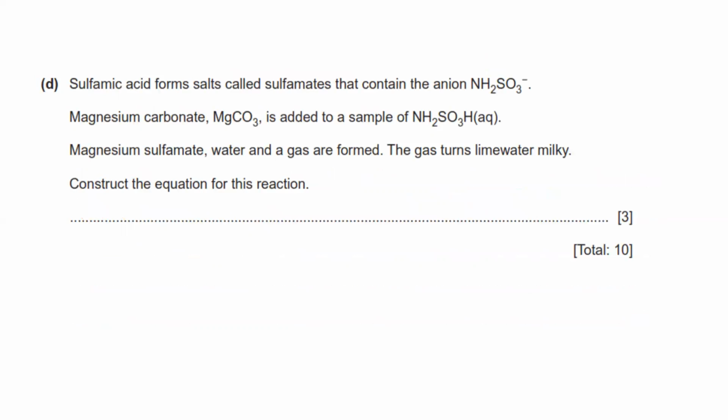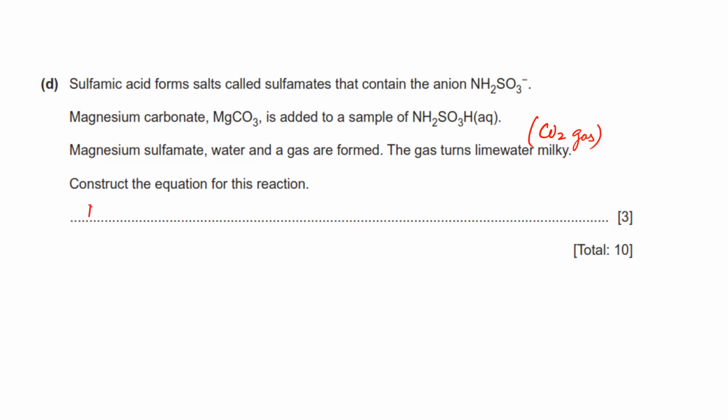Moving ahead, part D says sulfamic acid forms salts called sulfamates that contain the anion NH2SO3. Magnesium carbonate, an insoluble carbonate, is added to the sample. Magnesium sulfamate, water and gas are formed. The gas turns lime water milky. Write the equation for this reaction. The lime water turning milky is caused by CO2 gas. So remember, lime water milky is a test for CO2 gas.